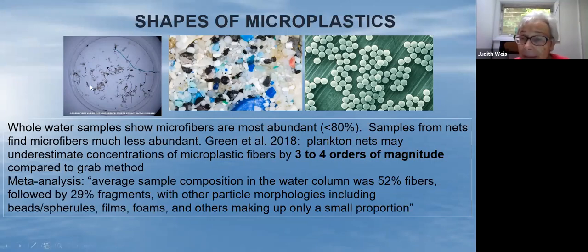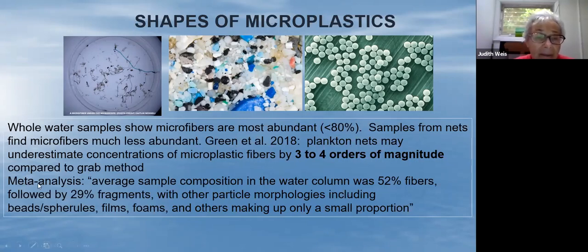When you sample from nets, you don't see the predominance of microfibers because they're more likely to go through the holes of the net. Someone has estimated that the plankton nets may underestimate the concentration of the microplastic fibers by 3 to 4 orders of magnitude. That's a huge amount. An order of magnitude is not the same as 3 to 4 times as many. If you get 3 orders of magnitude, you add 3 zeros to the 1. So this is a huge inaccuracy in using the nets for plankton.